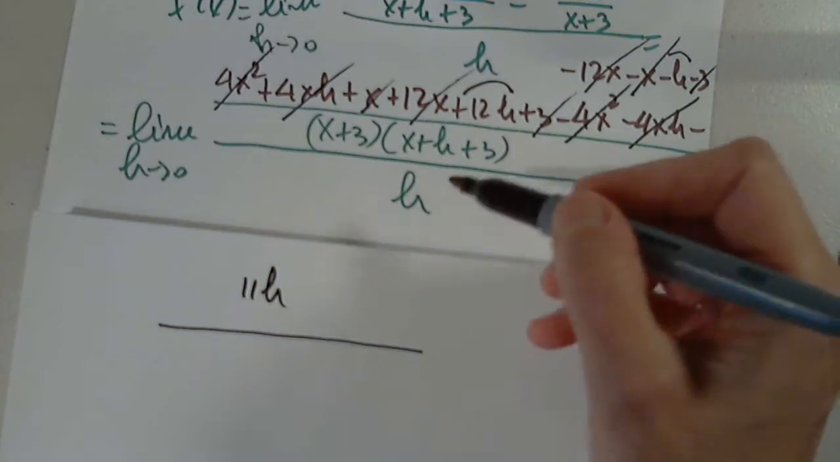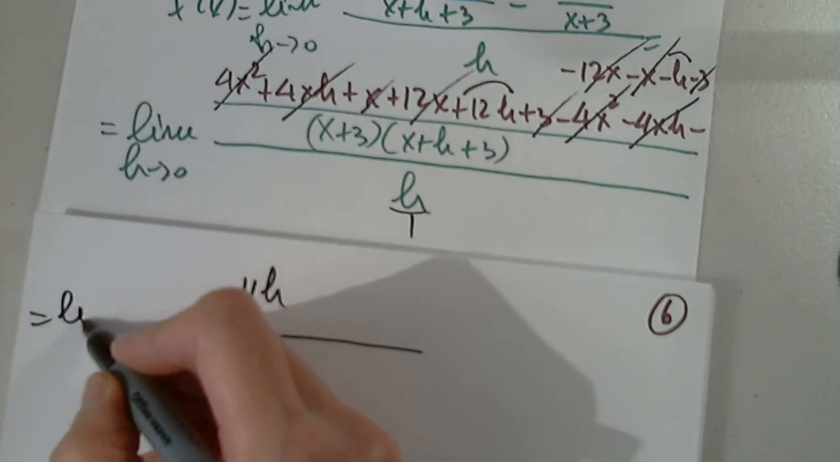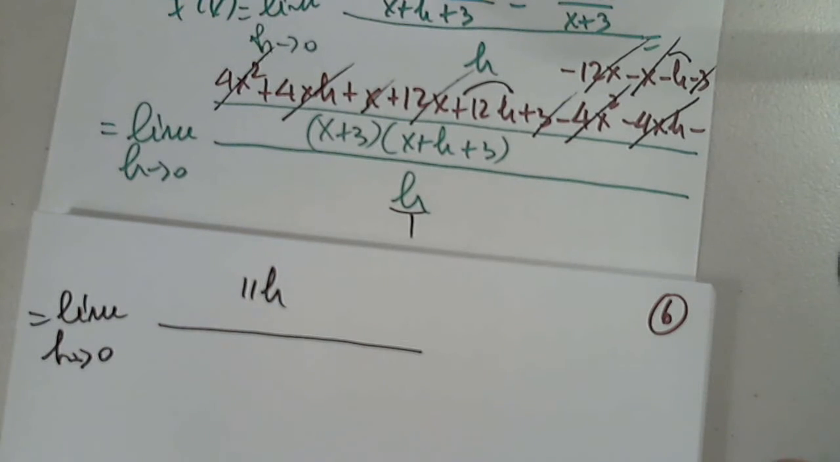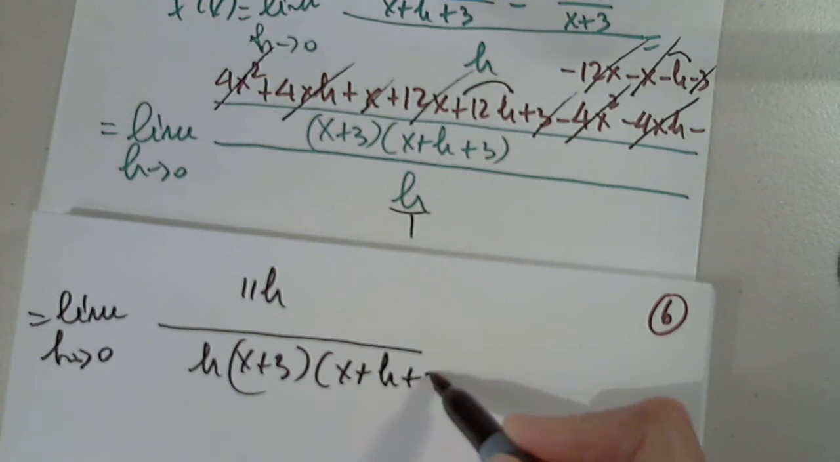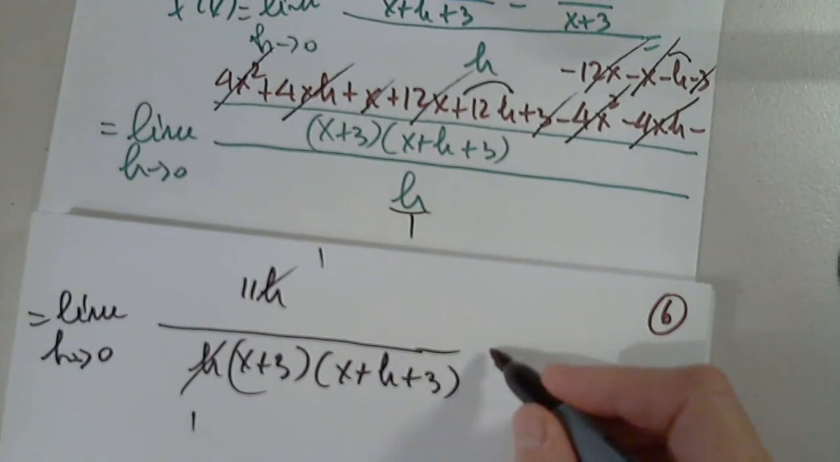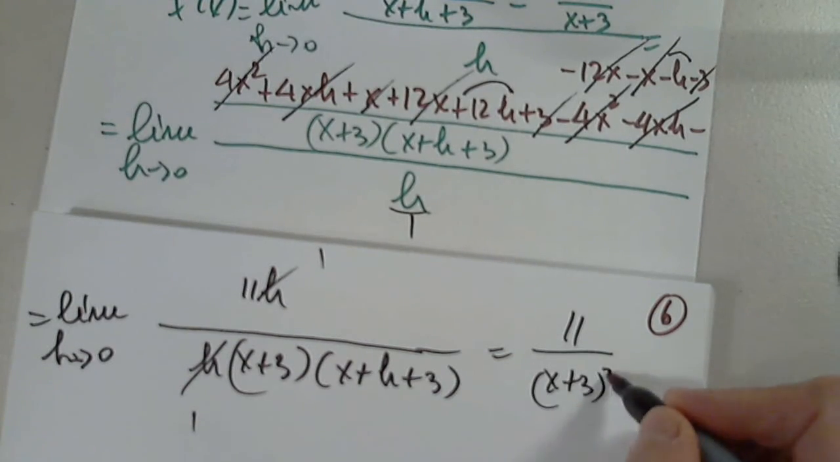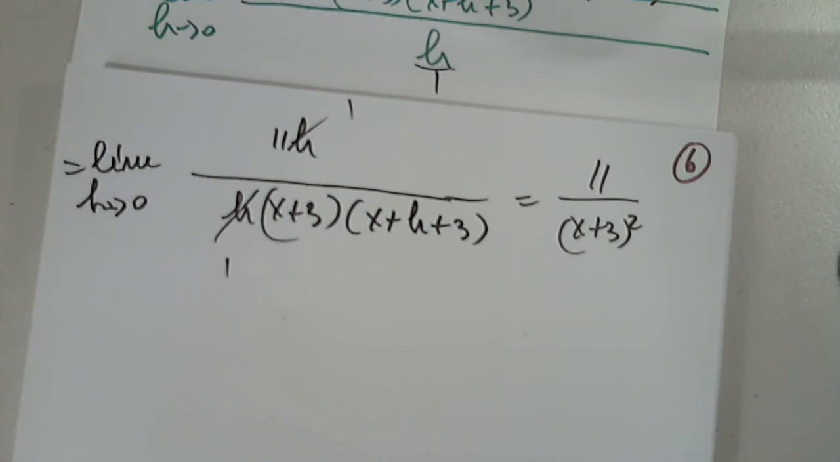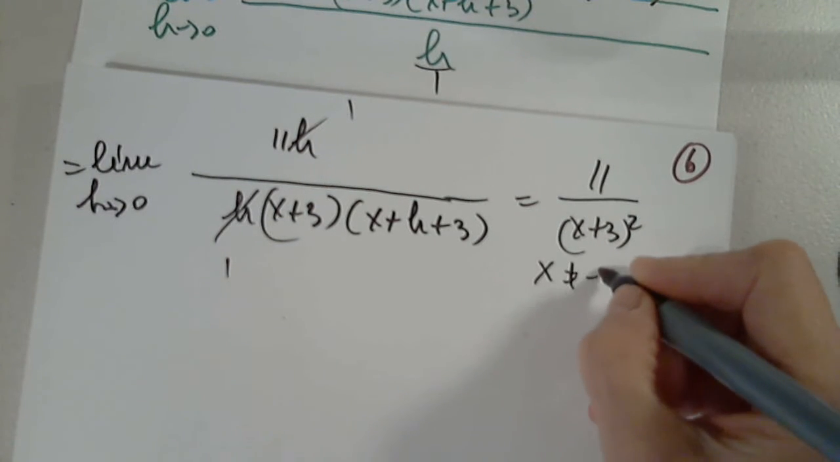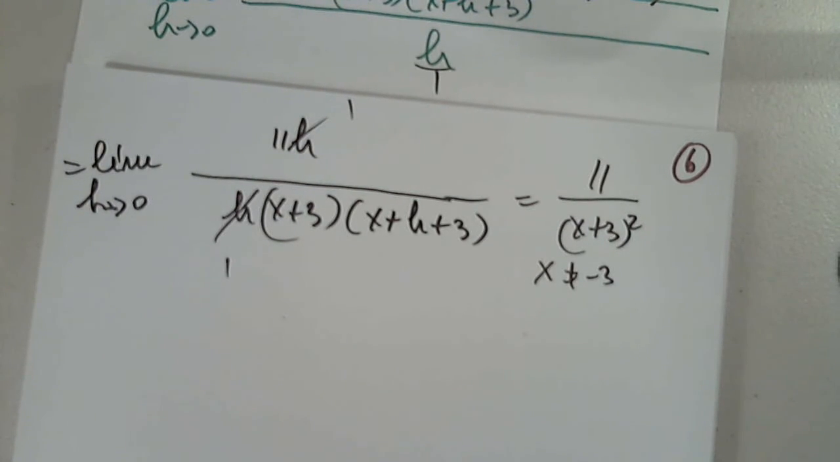And so this is over 1, so I flip it. Do not drop the limit operator till the very end. And this is h, x plus 3, x plus h plus 3. We simplify by h, and we get 11 over x plus 3 squared. So that is the derivative function for (4x+1)/(x+3). Of course, the same restriction applies, x not equal to negative 3. The function is not defined at the point, so its derivative cannot be defined at that point either.